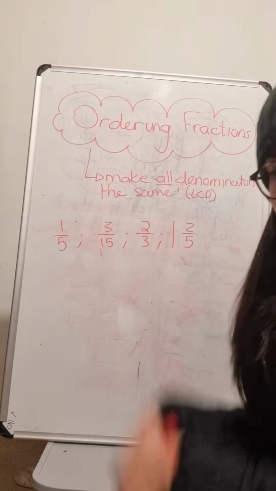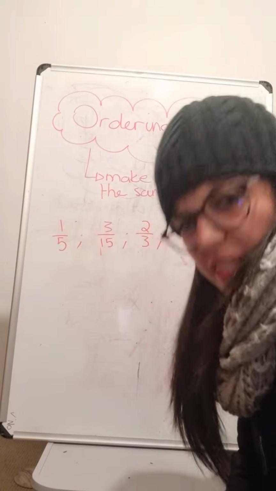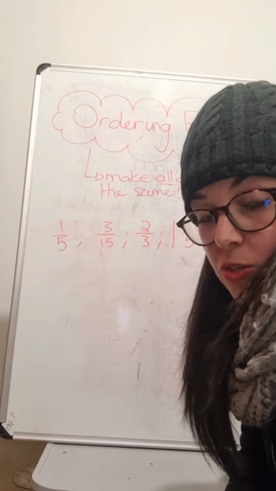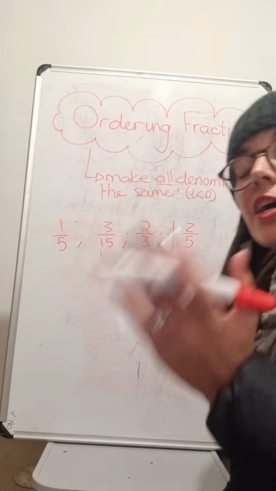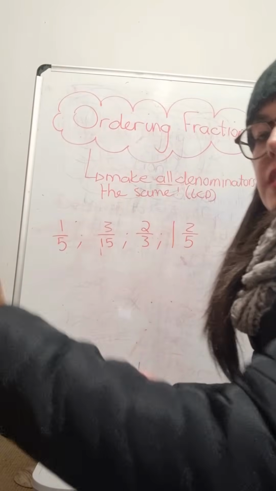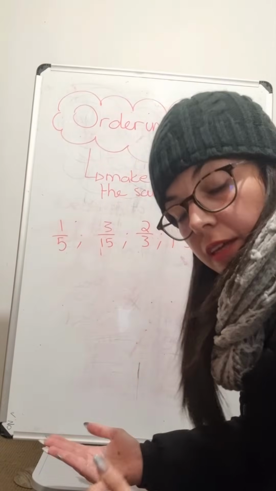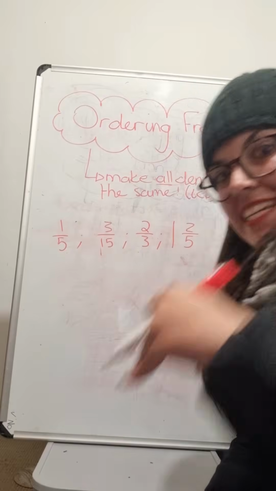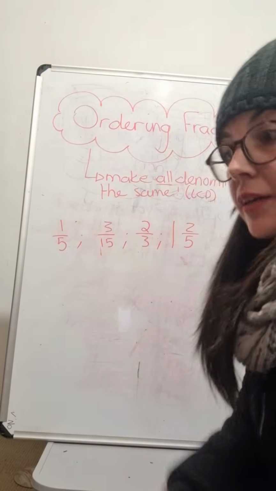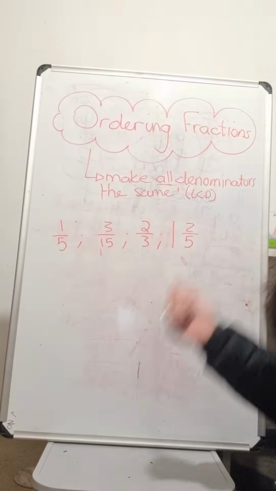Okie dokie. Ordering fractions, which is literally just writing them in ascending order or descending order. It just depends on what the question wants. Remember, ascending order, you ascend the stairs, you go up the stairs, so it's from smallest to biggest. Descending order, you descend the stairs, you go down, D for down, so the numbers are decreasing, biggest to smallest.